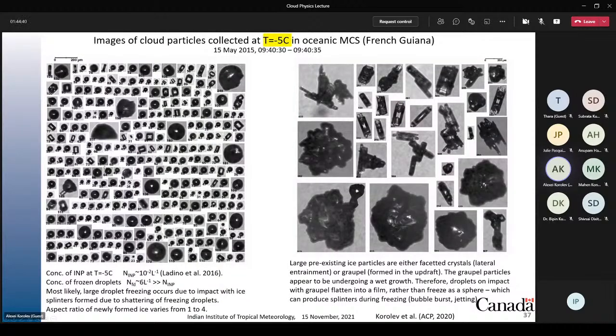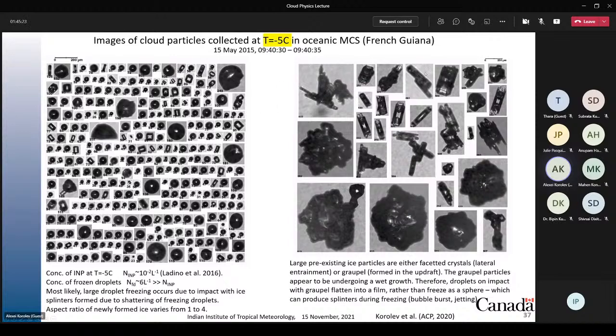The way they appear on high resolution imagery is like this. That's a sequence of images sampled by the CPI probe. You can see lots of liquid, and between them tiny ice crystals, starting from like this one, 31 micrometers, up to several hundred micrometers, but all secondary ice crystals here are limited to 100 micrometers. So it's tiny crystals embedded in this liquid.